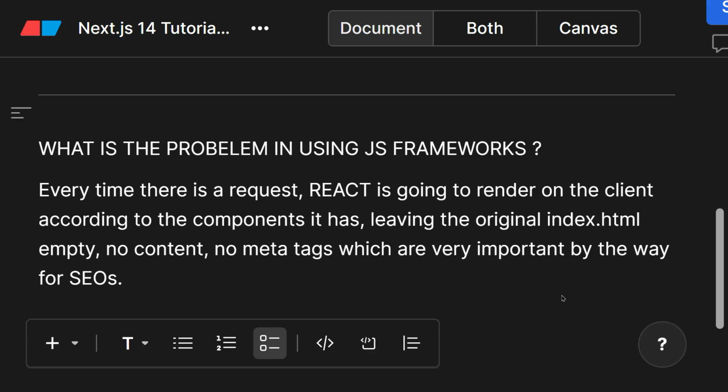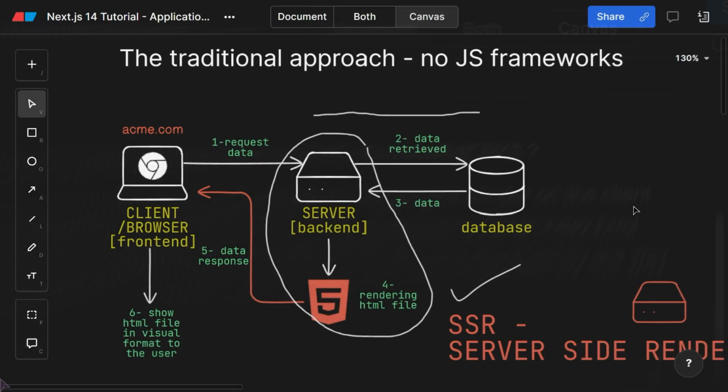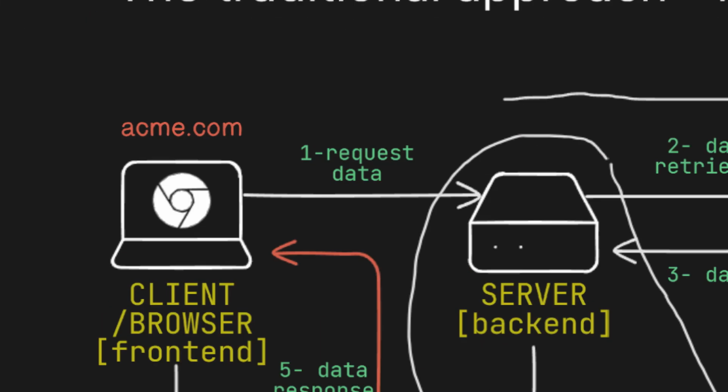But to be able to answer this question, we need to know what is the problem that Next.js is solving. So I'm going to show you two different approaches. First of all, we're going to start with the traditional approach of doing things. So let's say that you want to browse to this website, acme.com.